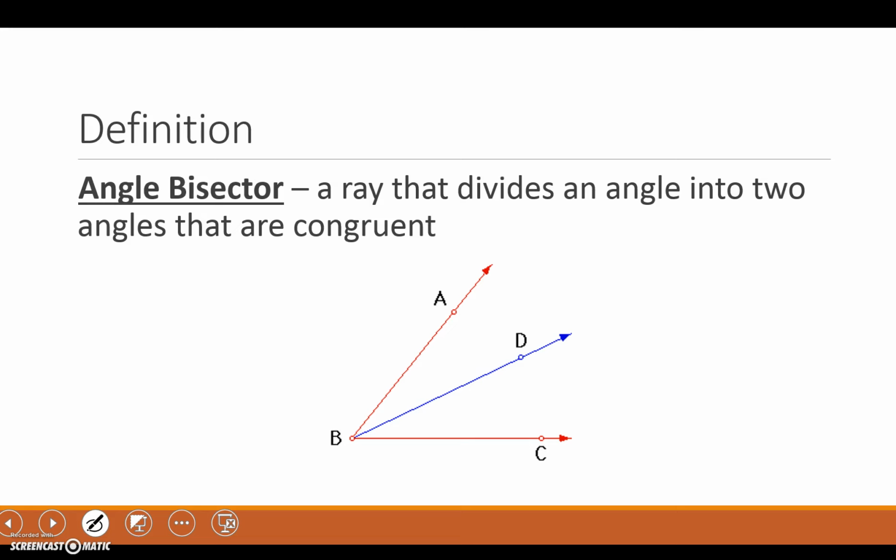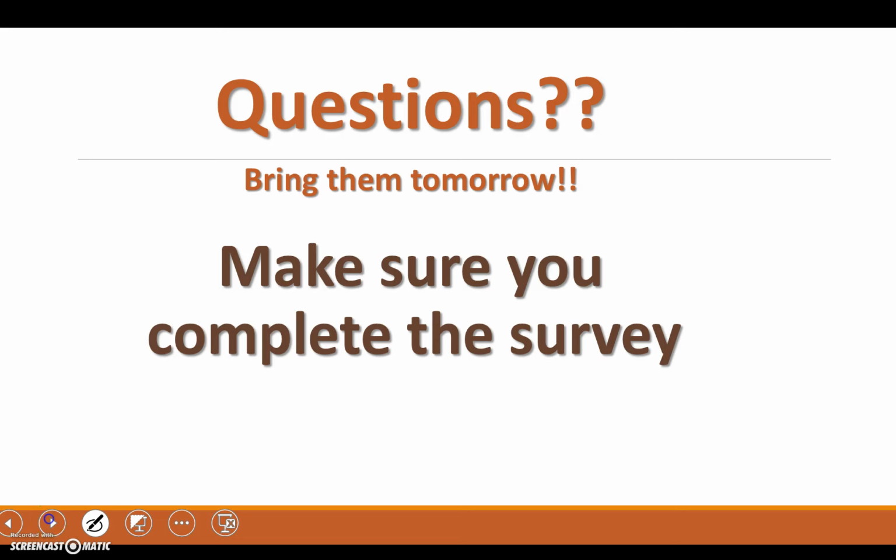Just like we also had a segment bisector, we have ourselves angle bisectors. So an angle bisector is a ray that divides an angle into 2 angles that are congruent. So this guy here, this is our angle bisector. In order to indicate that we have 2 congruent angles, we use those arches here to indicate so. So when we have one arch, that's showing that we have 2 congruent angles.